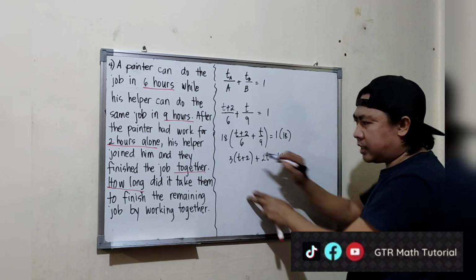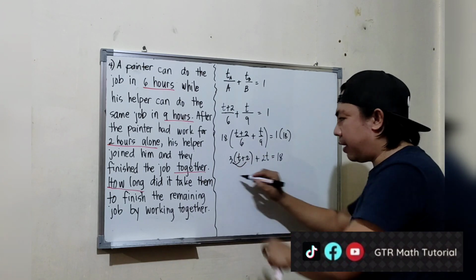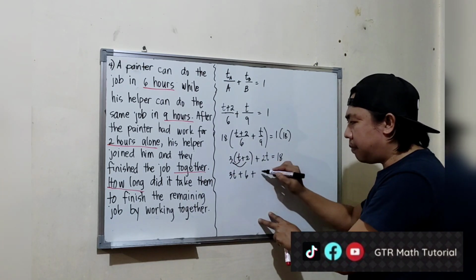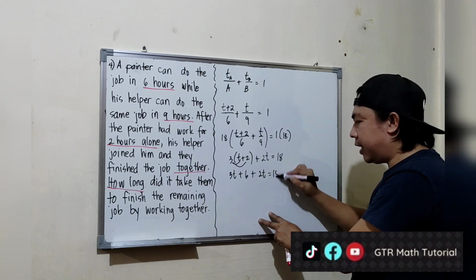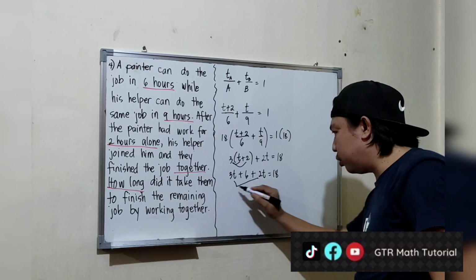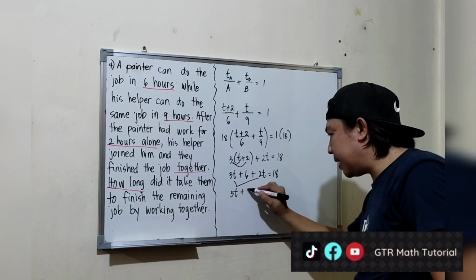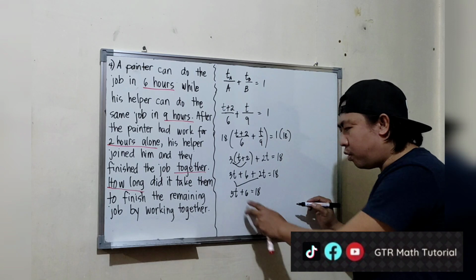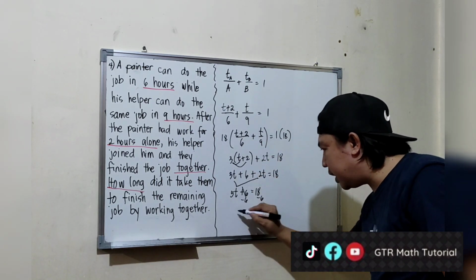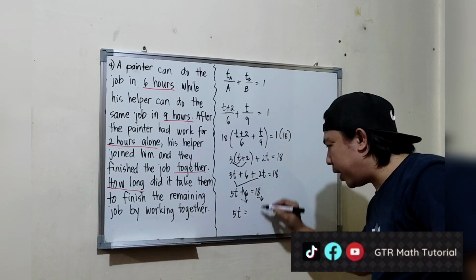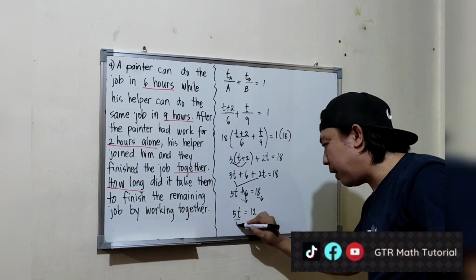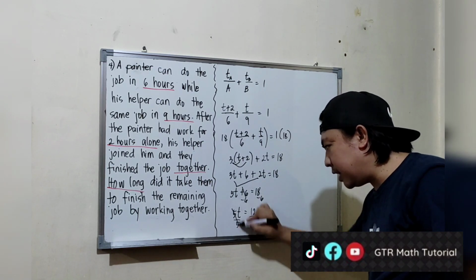So, simplify this, so we have distribute, so we have 3T plus 3 times 2, so we have 6 plus 2T equals 18. So, combine like terms, 3T plus 2T, so we have 5T plus 6 equals 18. So, combine 6 and 18, subtract 6 to both sides. Okay, so this will become 0. So, we have 5t is equal to 18 minus 6. We have 12. Then, finally, divide both sides by 5. So, cancel this. That is 1.